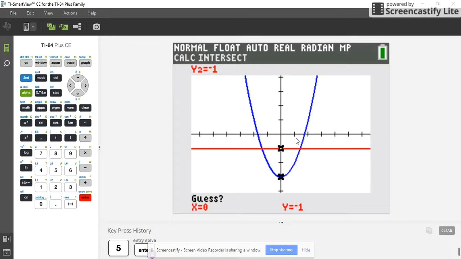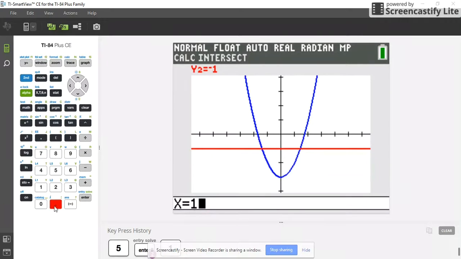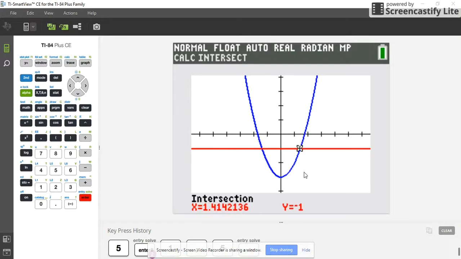Now we're interested in this one right here. It looks like it happens between 1 and 2. So I'll make the educated guess of 1.5. I'm going to type in 1.5. When I do so, I see that in fact it's 1.414, which some of you might recognize as the square root of 2, but that's the actual value of x where the two functions intersect.